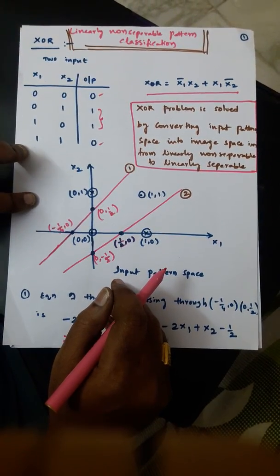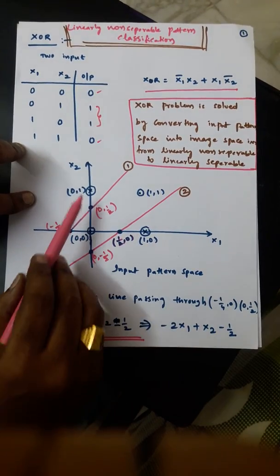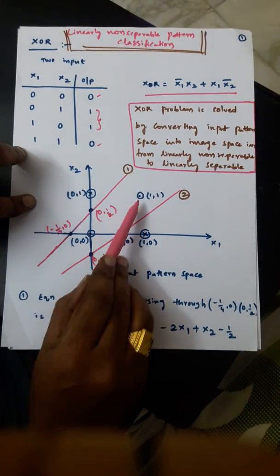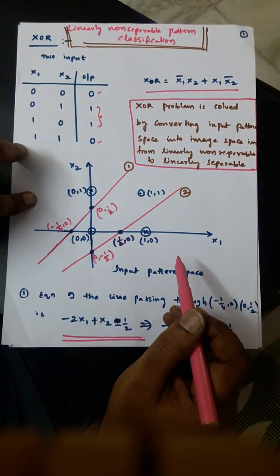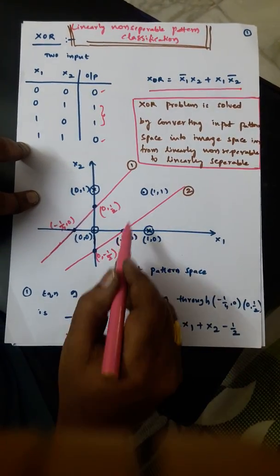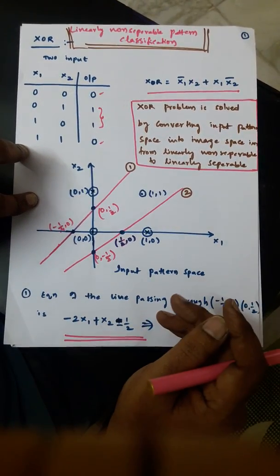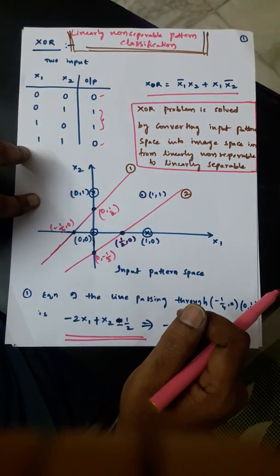So now if that is the case, this and this belong to one class and this and this belong to another class. Now, can you divide the given input pattern space into two regions using a single line?